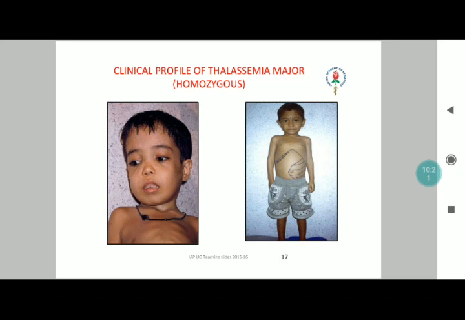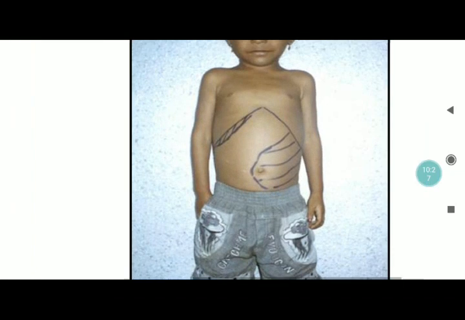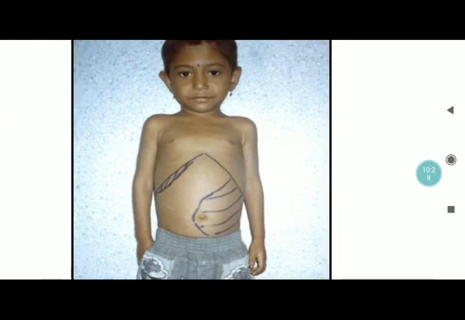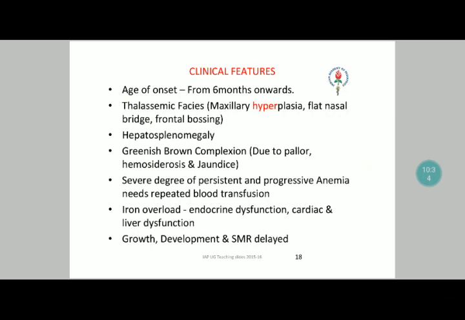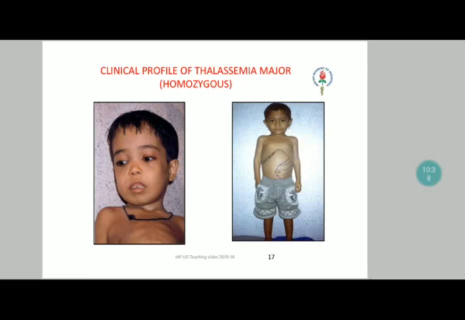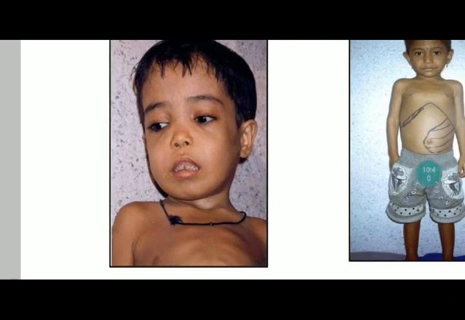Now, if you observe this clinical profile of thalassemia major, the typical apathetic facies is noted, and on examination, you see there is a massive splenomegaly in this child, which is marked in the diagram. Of course, that is a clinical finding and cannot be shown in the video. Now, like you noticed in the first image, you have frontal bossing noted typically.